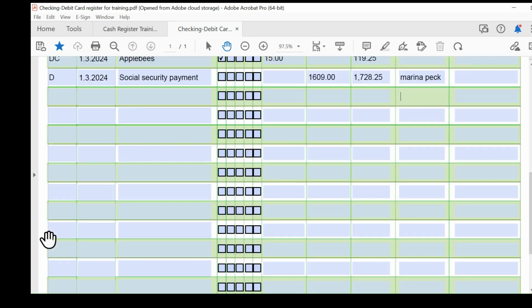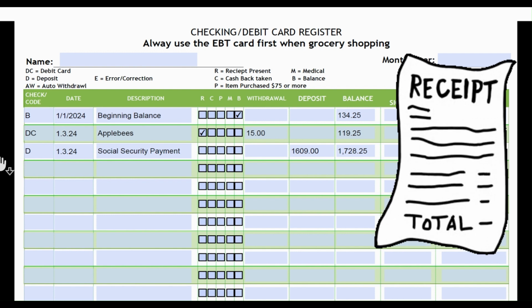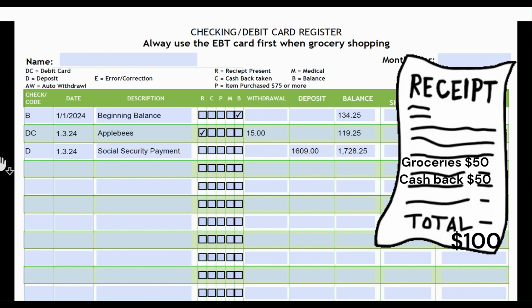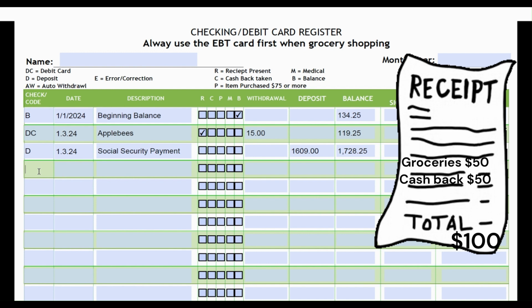Should we do a cash back? Let's do a cash back. This would be like, for an example, if you went to Fred Meyer's and you bought some groceries and then the person also requested cash back. So let's say that the groceries came to $50 and then the person you were supporting requested $50 cash back. The total receipt would be for $100. However, we're going to break it down into two different lines so that we can appropriately document how the money was spent.